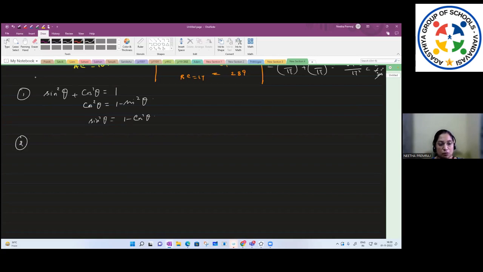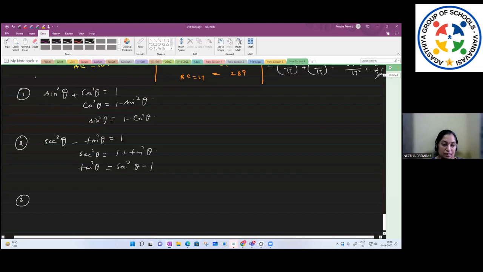And the next one is secant square theta minus tan square theta is equal to 1. This also you can write in a different way. Make secant square a subject, then what happens? It becomes 1 plus tan square theta. And if you make tan square a subject, then secant square theta minus 1. So you can write this way.